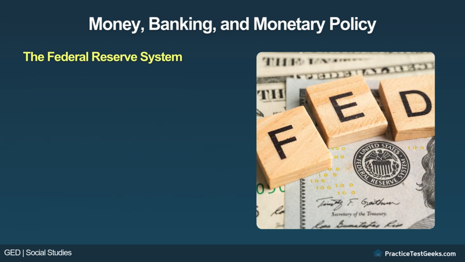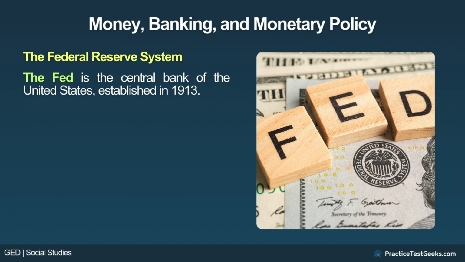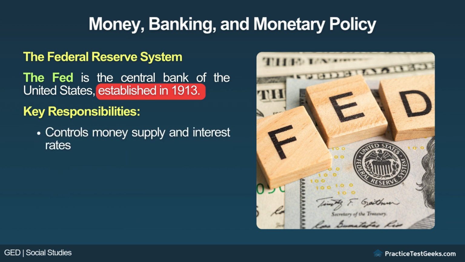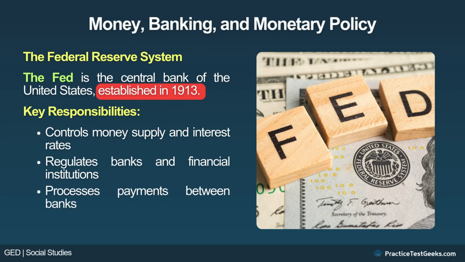The Federal Reserve System. Next, let's look at the institution that manages the U.S. money system, the Federal Reserve, or the Fed. Established in 1913, the Fed is the central bank of the United States. Its key responsibilities include controlling the nation's money supply and interest rates, regulating banks and financial institutions to ensure stability, processing payments between banks, and acting as the government's bank for financial operations.